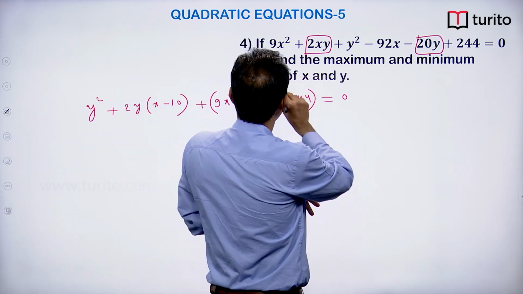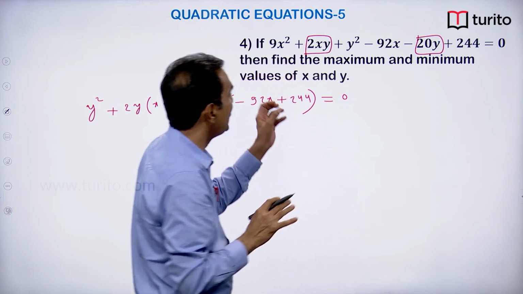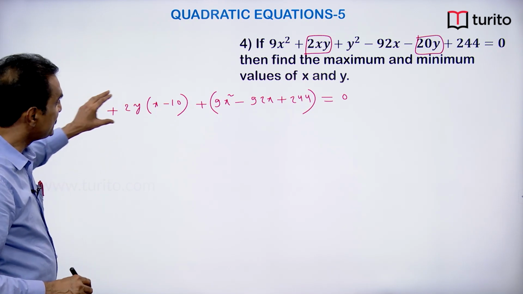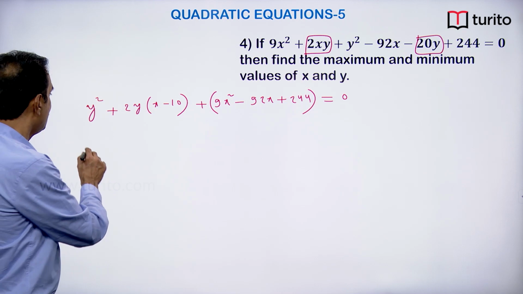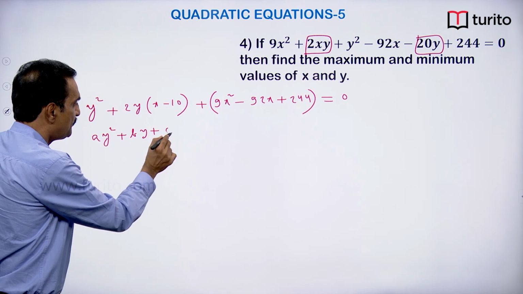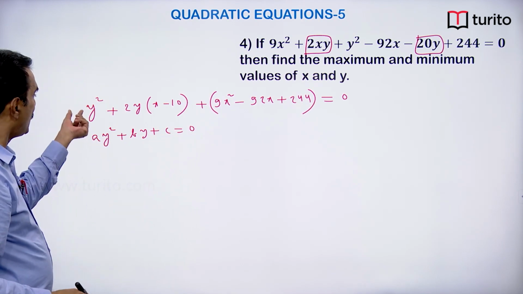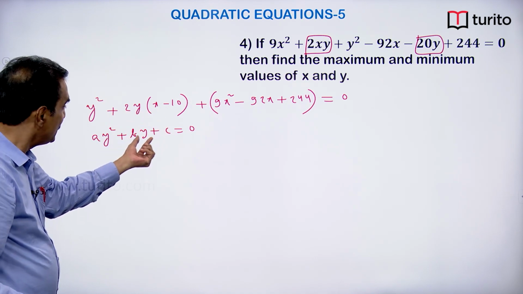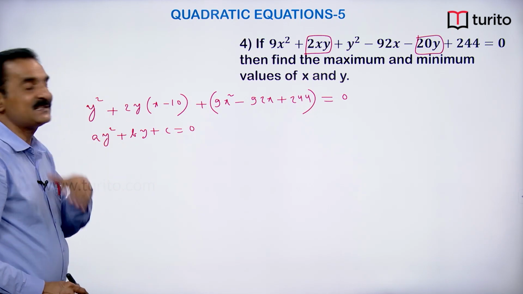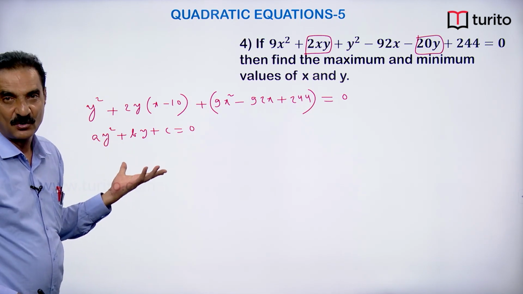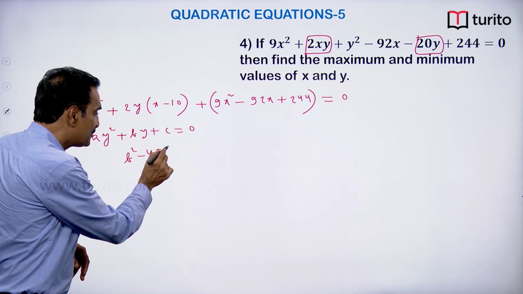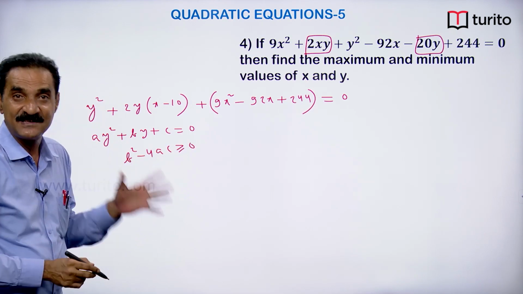In the question, find the maximum minimum values of x and y. So, x and y must be treated as real numbers. Now, this is a quadratic equation in y, just like ay square plus by plus c is equal to 0. A is 1, b is 2 into x minus 10, c is this entire term. Now, if y is real, then the roots of this quadratic equation are real. What is the condition? B square minus 4ac should be greater than or equal to 0 if y is real.